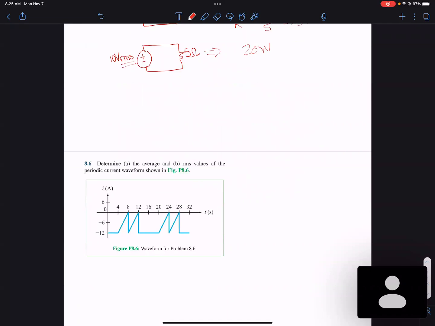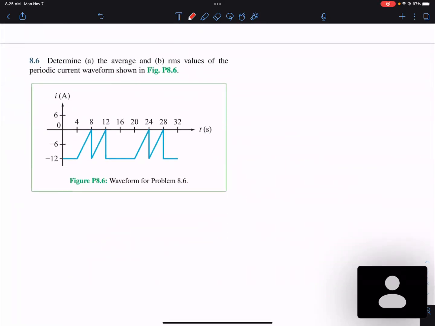So let's now look at some examples of these. If I'm given this signal and it's in current, I want to determine the average of this signal and the RMS values of this periodic current waveform.